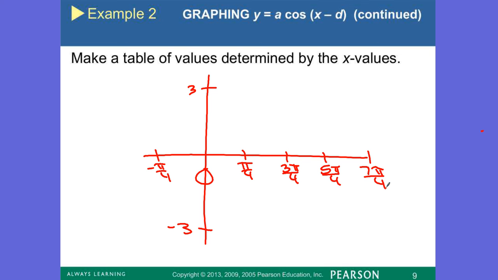Now, cosine. Cosine starts above the line at 1, just like sine starts at 0, right? But it's not going to start at 1 because my amplitude is 3. So now it's going to start at 3. So my starting point, which is negative pi over 4, is going to start right here. Okay, and at pi over 4, it's going to be 0. At 3 pi over 4, negative 3. 5 pi over 4, and 7 pi over 4.